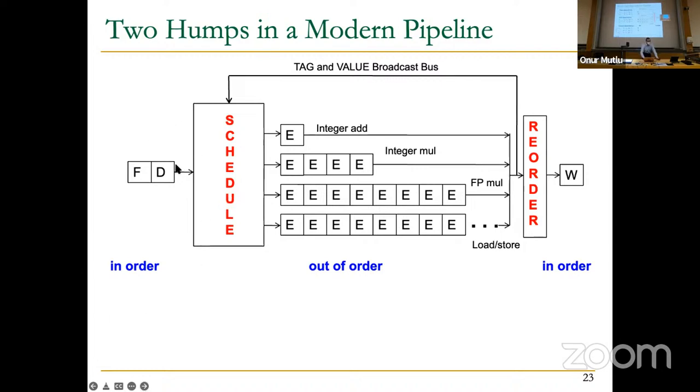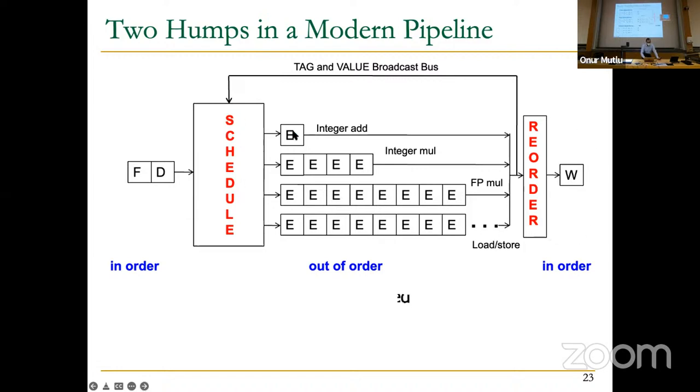Why is this in order? Why can we not write instructions or dispatch instructions out of order? Because we need to link the producer to the consumer. We need to follow the semantics of the program. And if we start fetching instructions out of order, it doesn't make sense. That's the reason why this part is in order. And a similar thing applies over here. This is to make sure that the sequential execution semantics of the ISA is preserved.